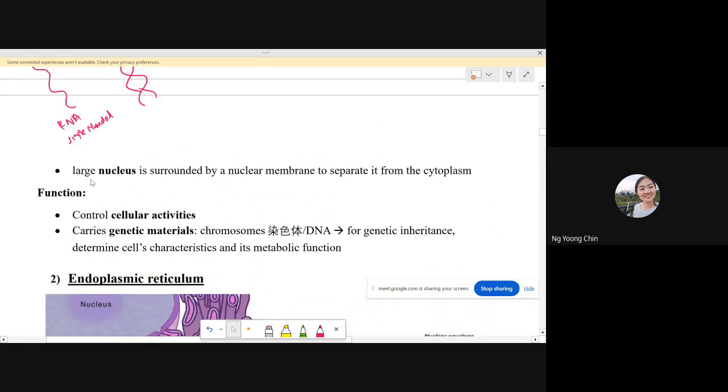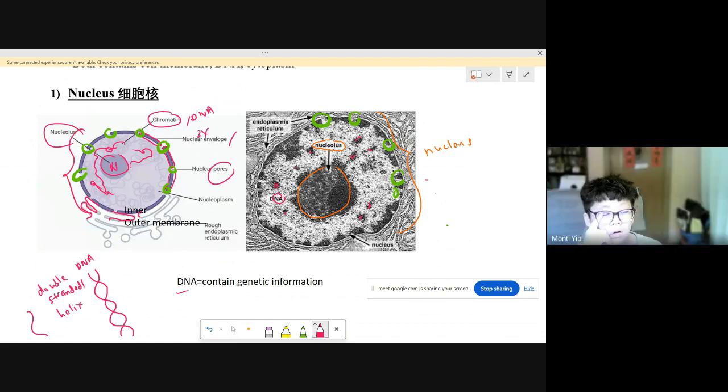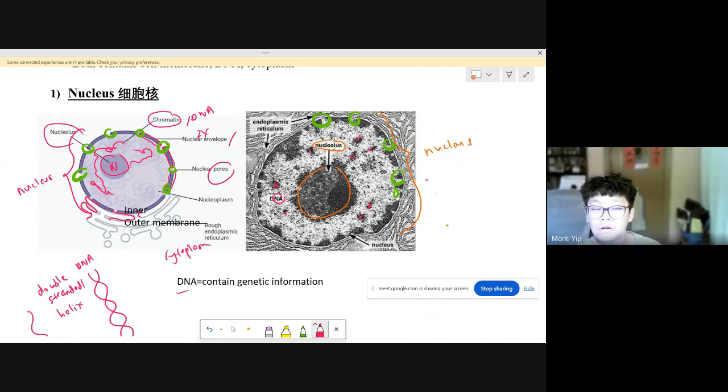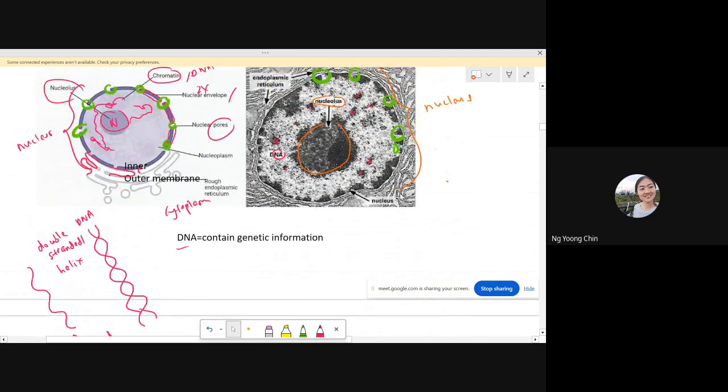So the nucleus is a very large organelle surrounded by the double layer nuclear membrane to separate it from the cytoplasm. This whole thing is the nucleus, and outside will be the cytoplasm. Also, you need to know the function of the nucleus.